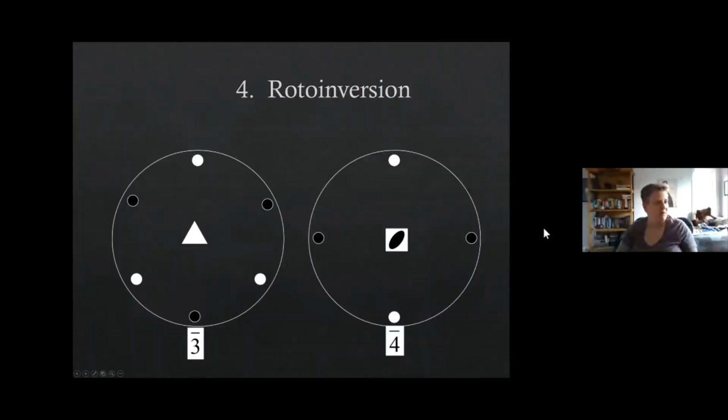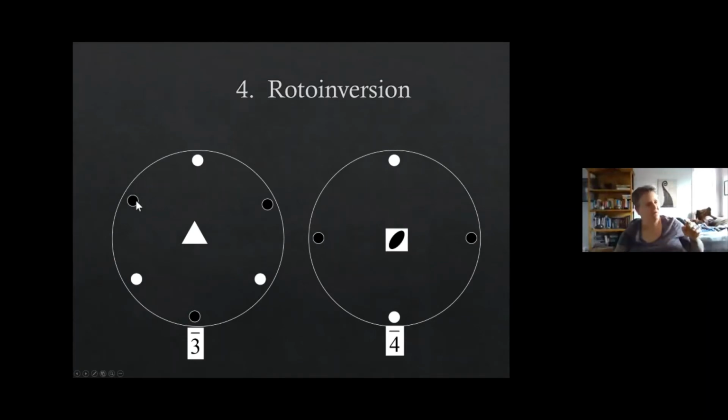3-fold roto-inversions get a little bit more difficult. As I said, the 3-fold is basically 3 at the top and 3 at the bottom. So you're going to take this point, rotate 120 degrees, which should bring you to here, but it doesn't stay there. It inverts through to the bottom. So you wind up with this point.